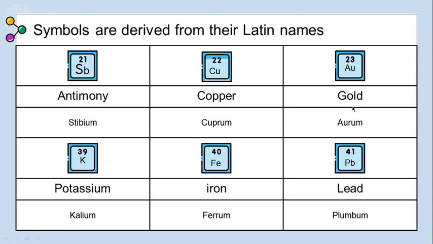Gold's Latin name is aurum, it's Au. Potassium's Latin name is kalium, its symbol is K. Iron's Latin name is ferrum, so its symbol is Fe. Lead's Latin name is plumbum, its symbol is Pb.